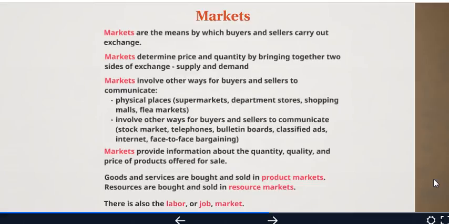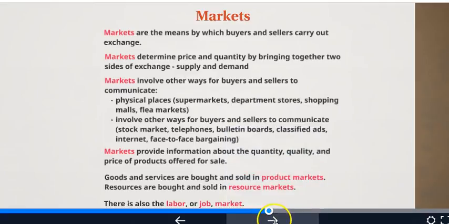So markets provide information about the quantity, quality, and price of products offered for sale. Goods and services are bought and sold in product markets. Resources are bought and sold in resource markets. There is also the labor or the job market. So we have product markets, resource markets, and the labor or job market. That's where we exchange goods and services.